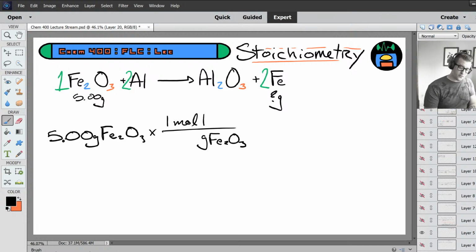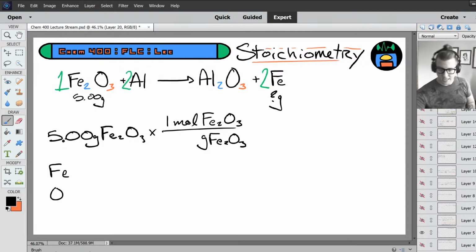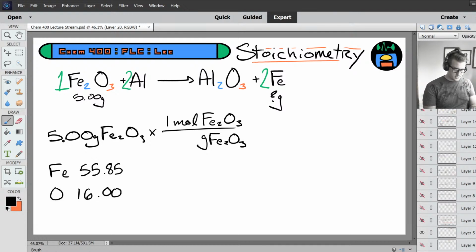So, we need to convert from grams of iron 3 oxide to moles. And so we need to consult our local periodic table, which I have down here. Iron is 55 something. 55.85. Oxygen is 16.00, and we have 3 oxygen atoms and 2 iron atoms.